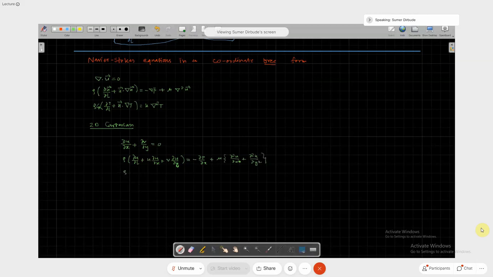The second equation: rho times del v by del t plus u del v by del x plus v del v by del y is equal to negative del p by del y plus mu times del square v by del x square plus del square v by del y square. Please keep writing. So you got two equations for 2D, and next the energy equation, rho Cp.